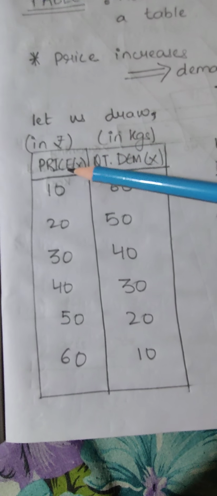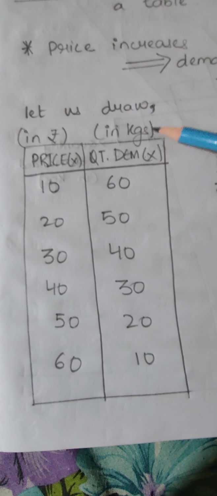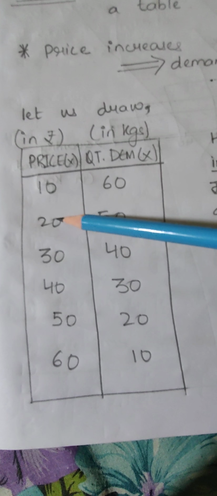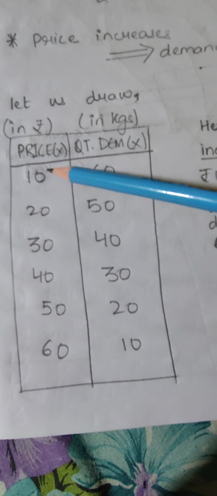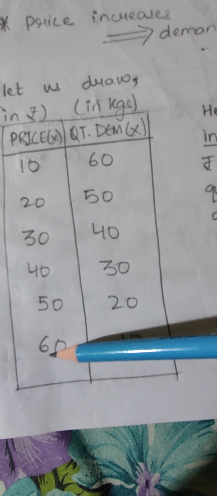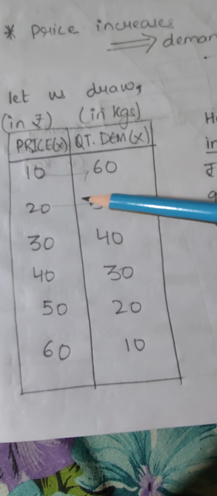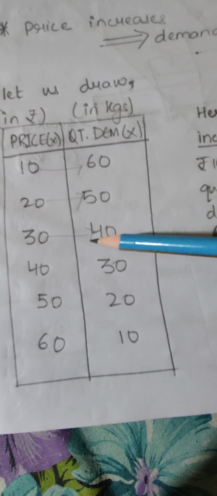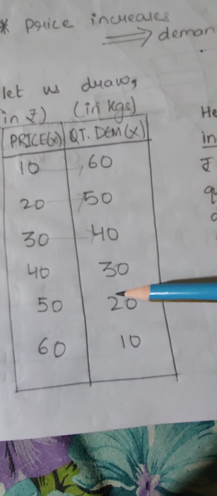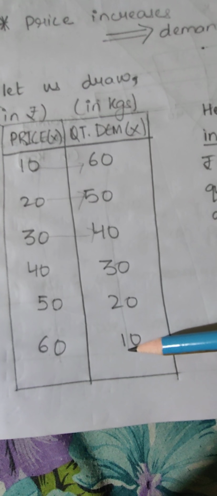Let us draw. Price of any commodity X in rupees and quantity demanded of any commodity in kgs. Price is 10, quantity demanded is 60 kgs. Price 20, quantity demanded 50 kgs. Likewise, price increases from 10, 20, 30, 40, 50, 60, and quantity demanded decreases. When it is 10, it is 60; 20, it is 50; 30, it is 40. So 60, 50, 40, 30, 20 and 10.